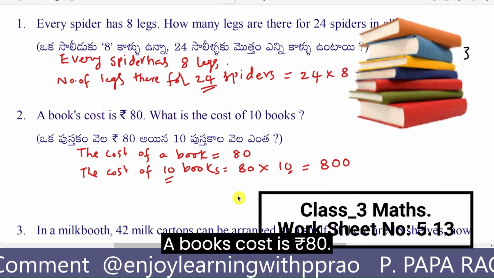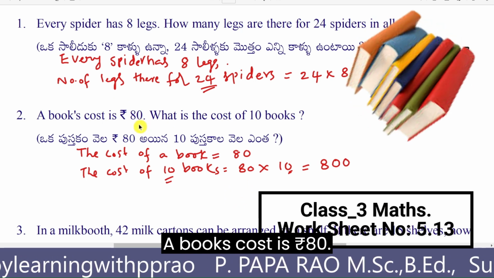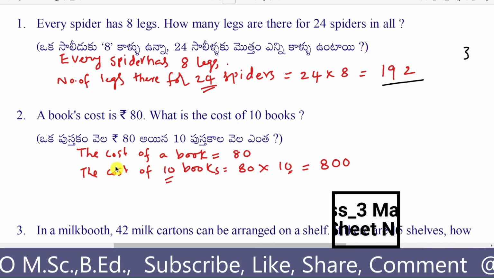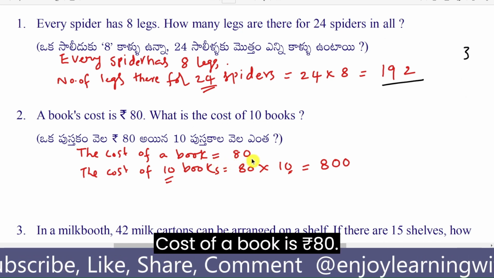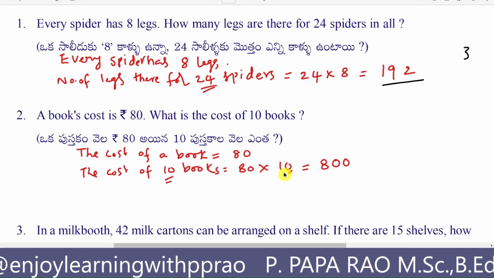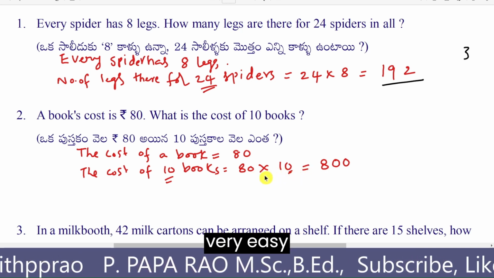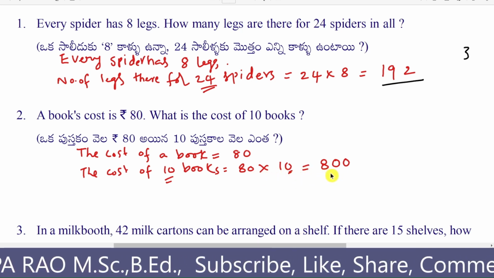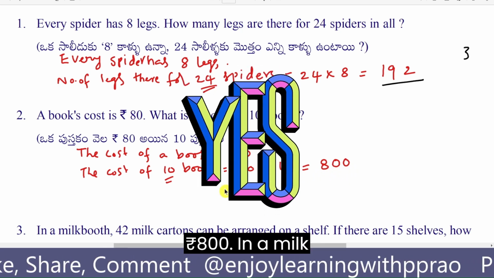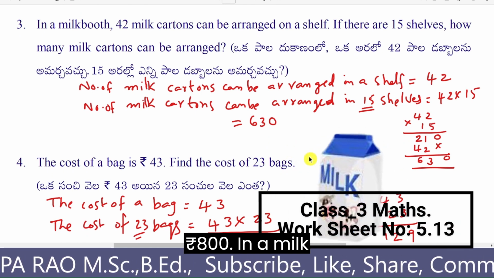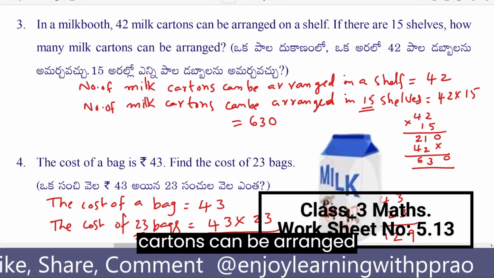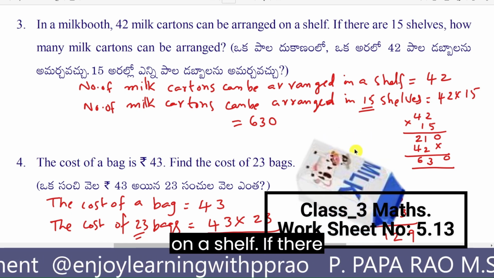A book's cost is 80 rupees. What is the cost of 10 books? Simple. Cost of a book is 80 rupees. The cost of 10 books is what? 80 into 10. Multiplying by 10 is very easy. That is why we put 80 and a 0 next to it. So 800 rupees.